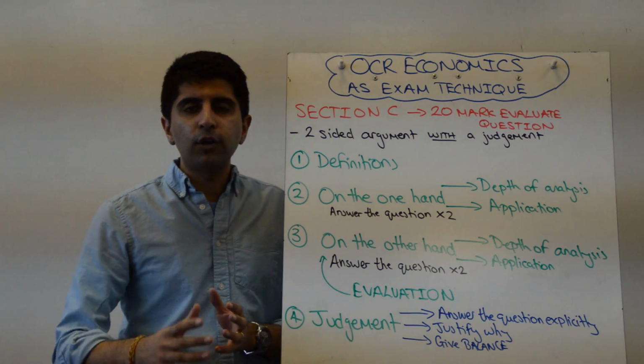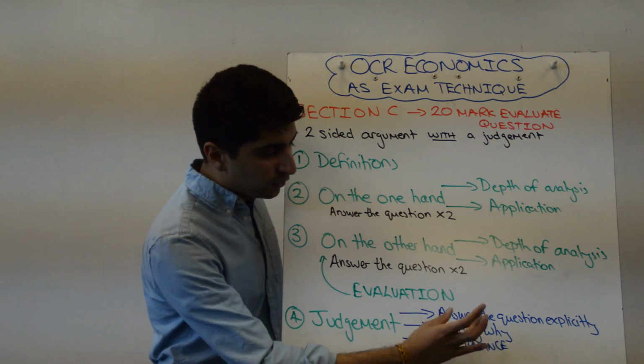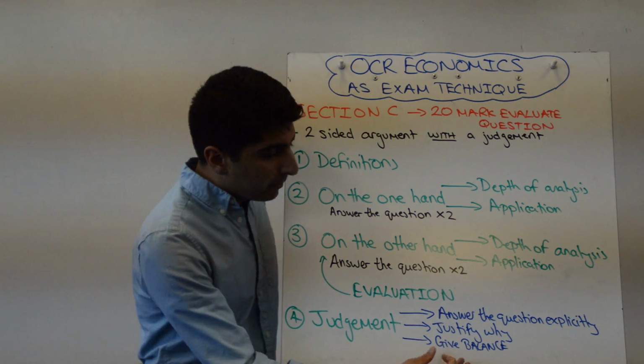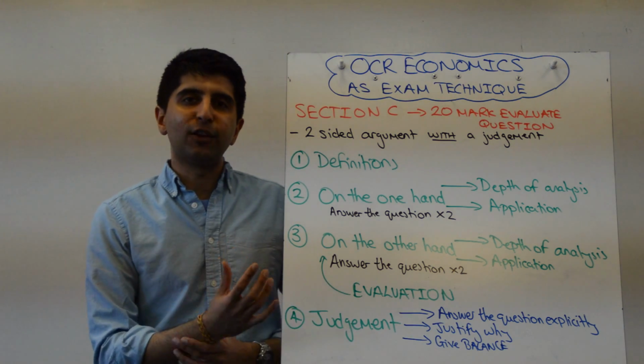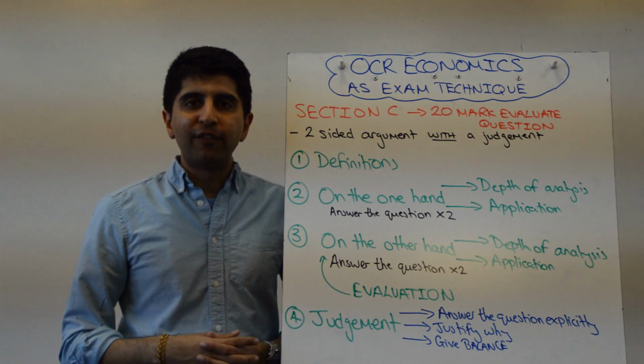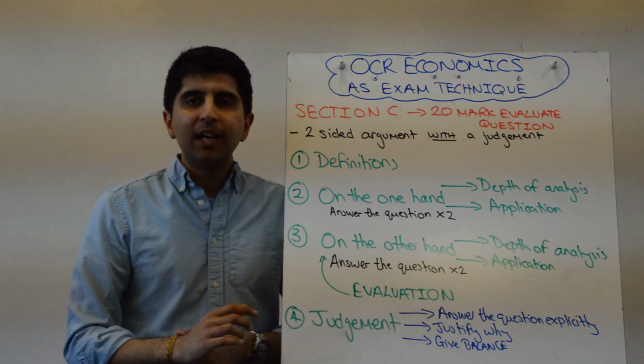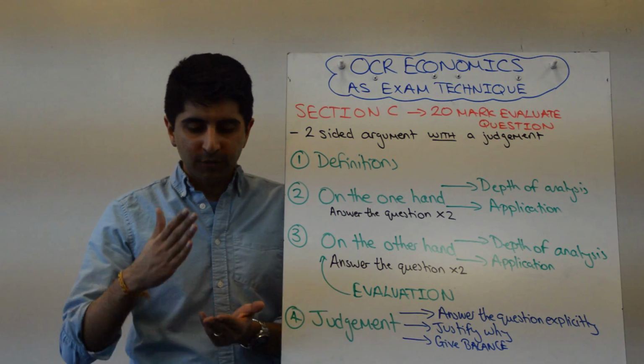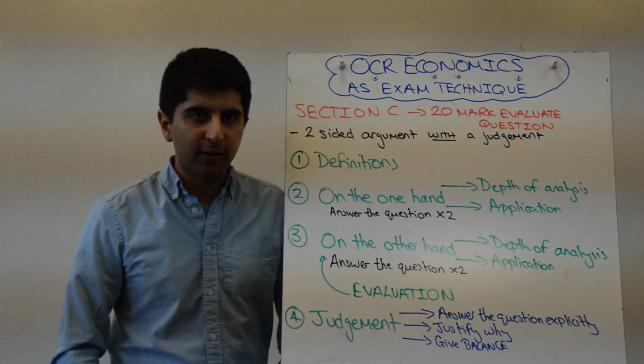So don't just say yes or no. Look to give balance. You've justified why you said yes or no, but giving balance shows a bit of humility in economics, shows that you're aware of the risks involved with that judgment, that you're a critical economist and you know it's not as simple as yes or no all the time in economics.